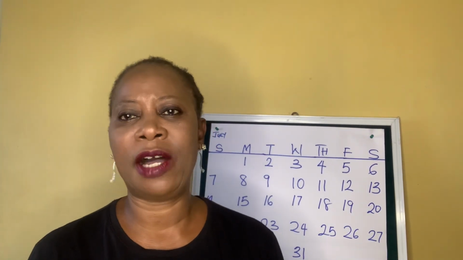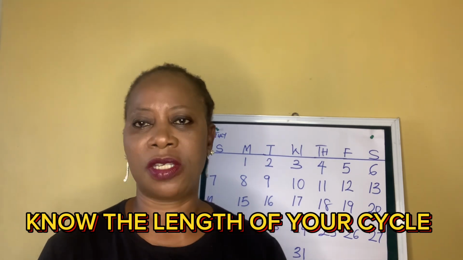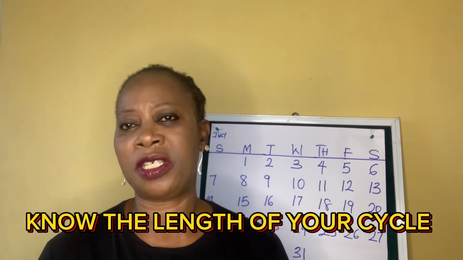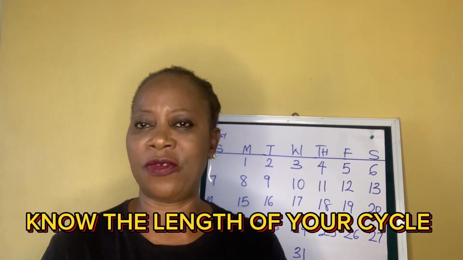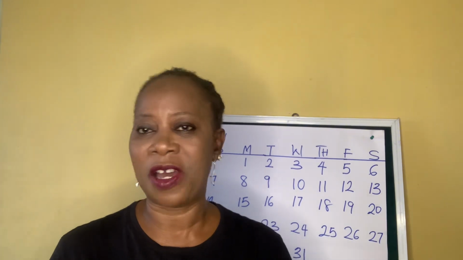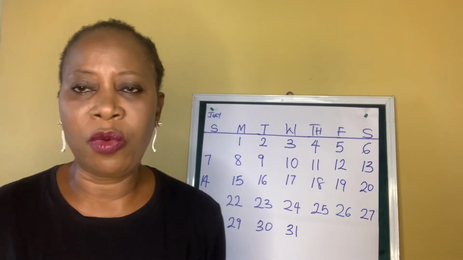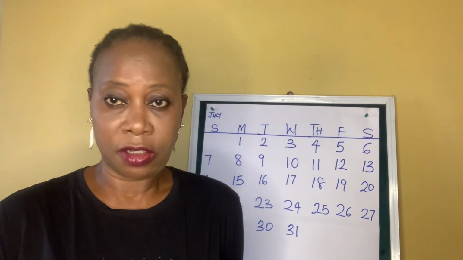How do you know your fertile windows? The first thing you want to know is the length of your cycle. The length of your cycle, either 26 days, 22 days, 24 days, 25 days, 28 days. The length of your cycle is very, very important. So some women have a long cycle, while some have a short cycle.